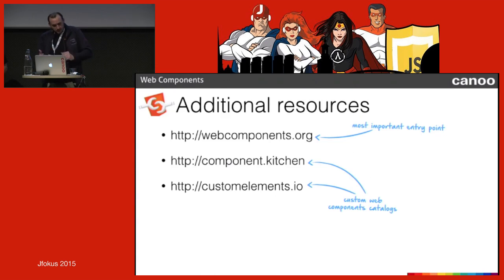So if you want to use web components, I think the most important website to start is webcomponents.org. Everything is described there. There are links to the implementations like Polymer or X-Tag. And if you just want to reuse web components in your application and don't want to create your own, there are two sites: component.kitchen and customelements.io. These are catalogs or repositories for web components, and you can download them and use them in your code.